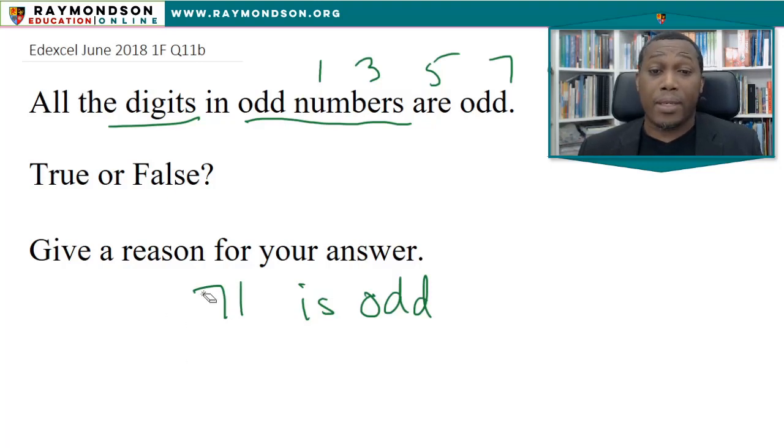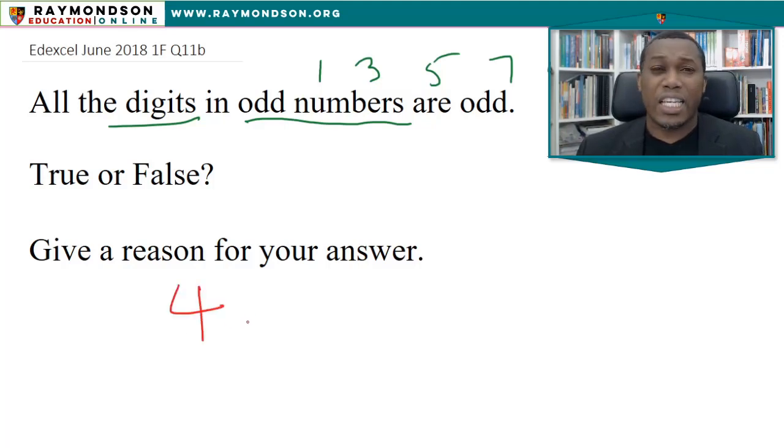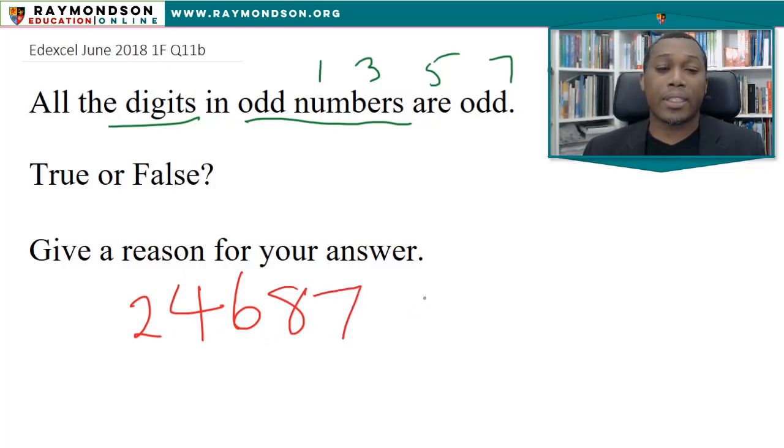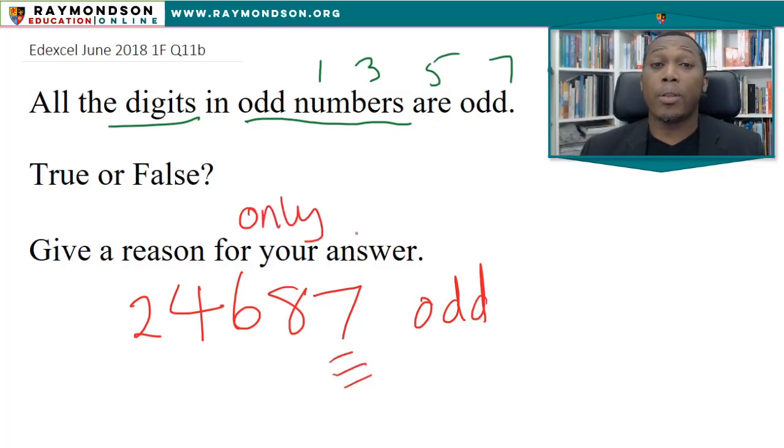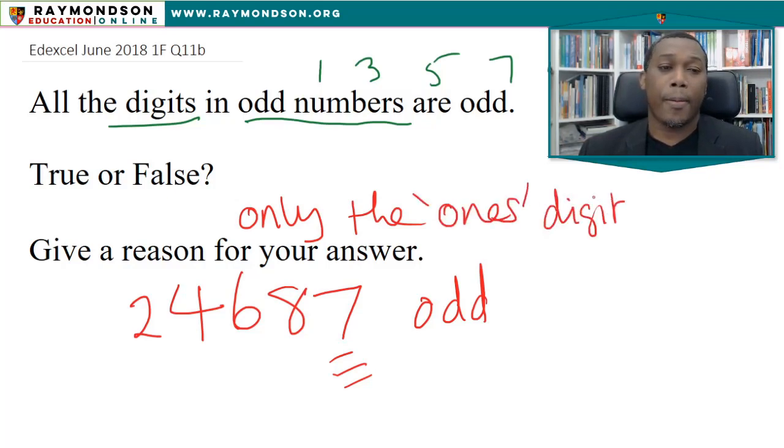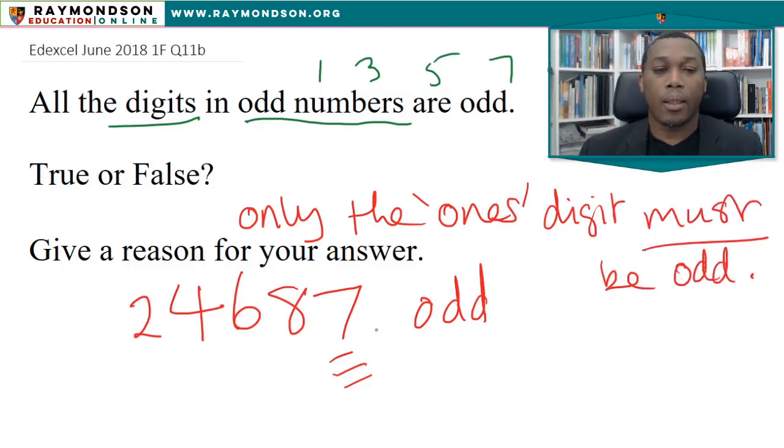So if I now make a change and say 4, yes, that's an even number. 6, another even number. 2, 4, 6, 8. All of those are even digits. At the moment, I have an even number, 2,468. But if I put in a 7 there, all of a sudden I get an odd number. Only the ones or units digit must be odd. And I should put an "is" there.